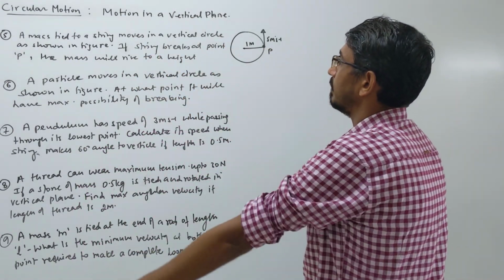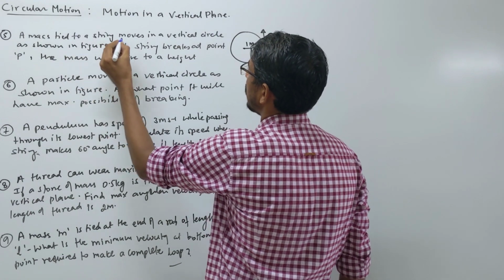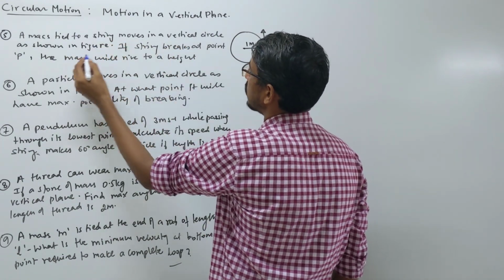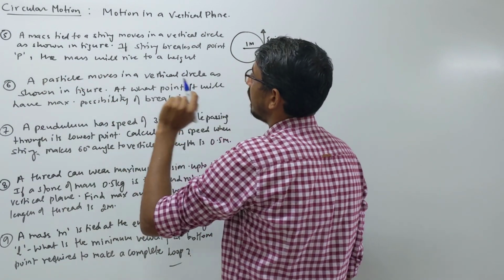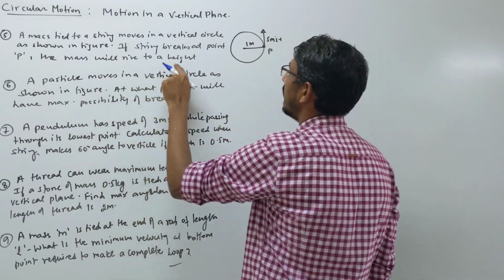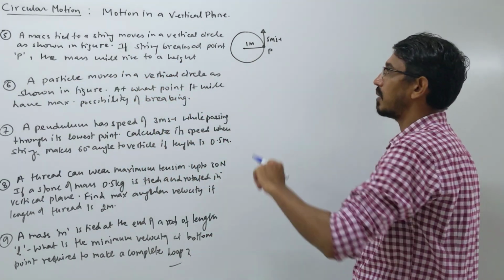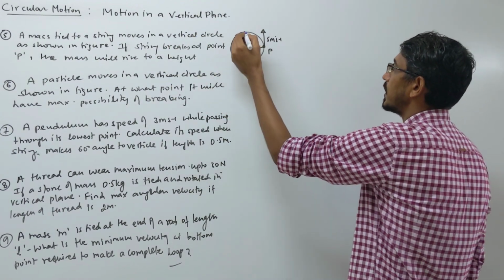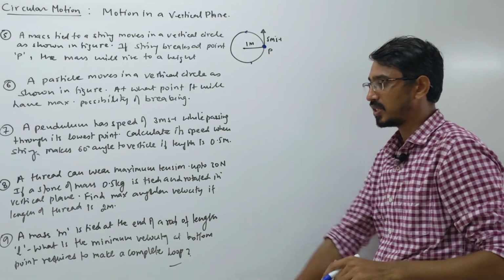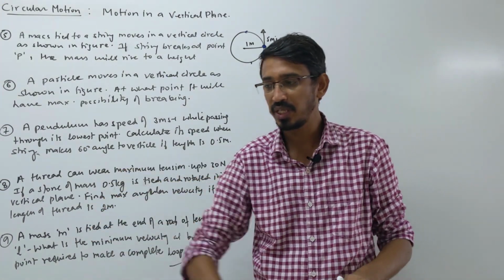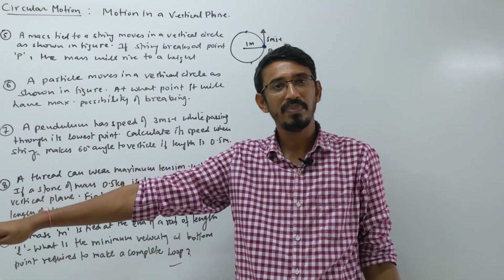Look at the 5th problem. A mass tied to a string moves in a vertical circle as shown in the figure. If the string breaks at point P, then the mass will rise to what height? Look at the question. We are moving in a vertical circle, clockwise or anti-clockwise, either way. At this point, the string breaks, when it is horizontal, okay. When the string is horizontal, the string breaks.